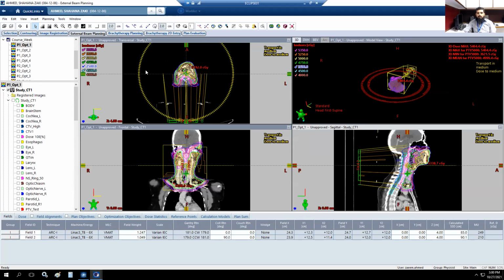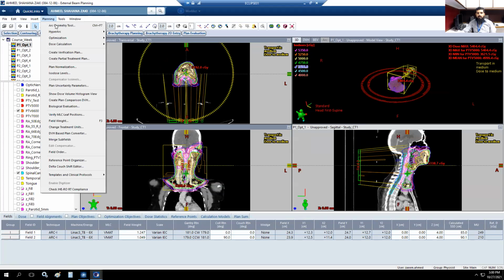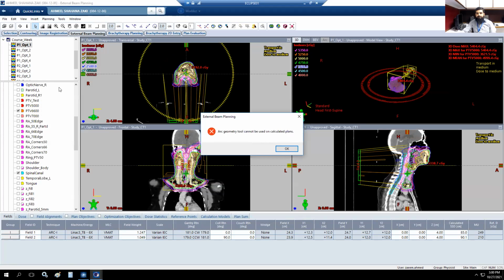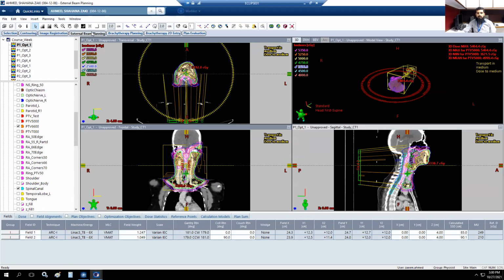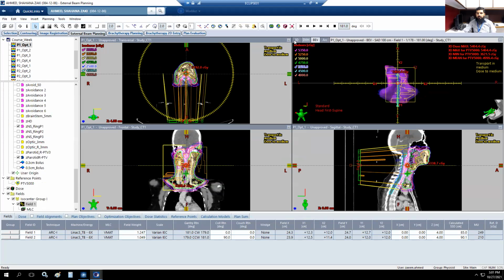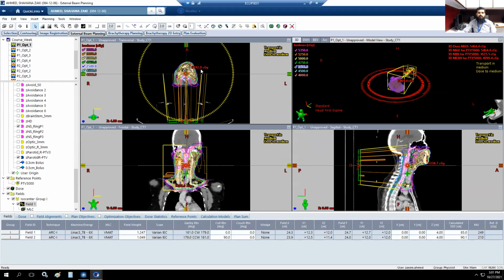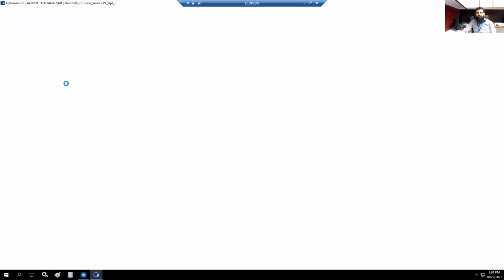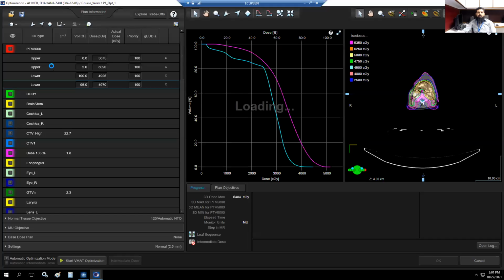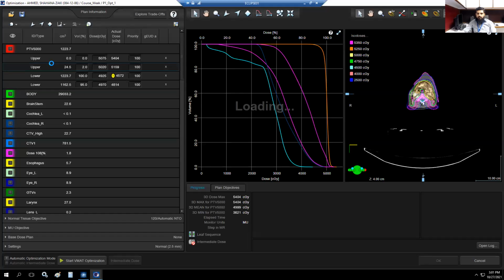This is a plan where, by using the arc geometry tool, I have introduced two arcs, two full arcs. Initially, I defined just the NTO in this plan along with the priority of the PTV 5000, and some isodoses were obtained after this optimization.